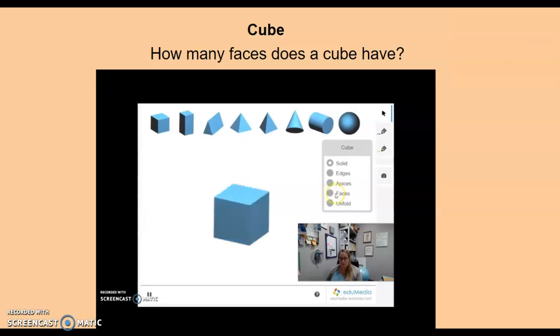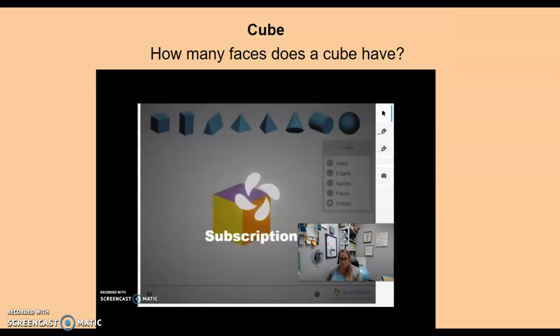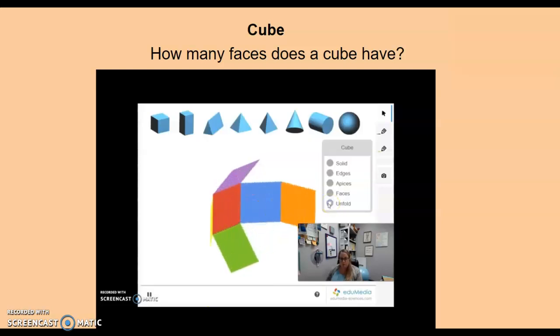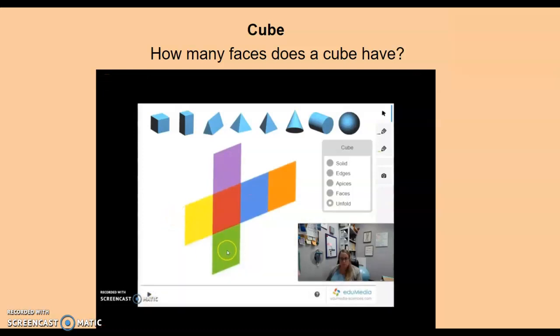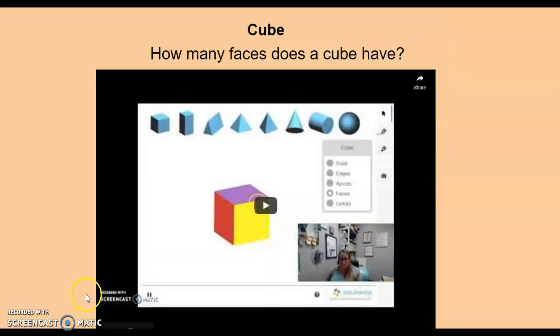We just talked about the vocabulary, so let's see how many faces it has. You're able to see that all these faces are different colors, but I want to know how many faces there are. So we're able to actually open this shape up. When we open it up, we're able to actually count. We see there is 1, 2, 3, 4, 5, 6 square faces. So how many faces did we say that a cube had? That's right, we said there were 6.